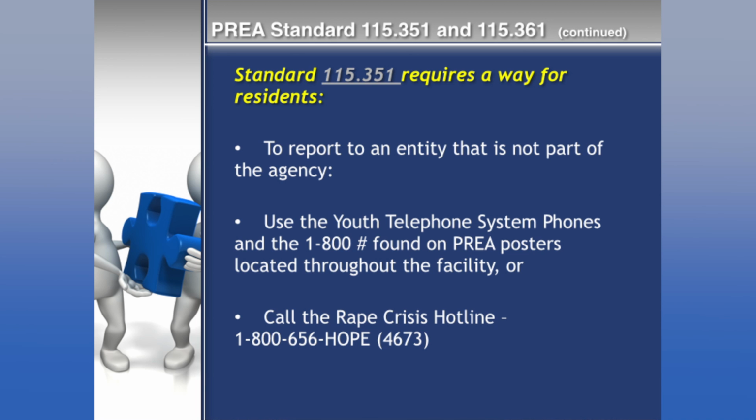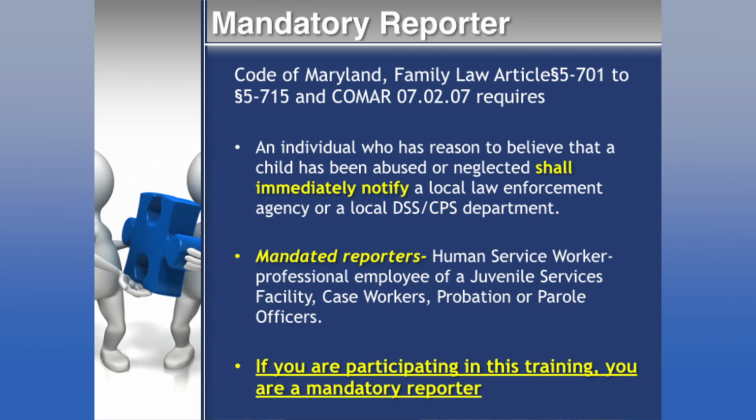According to PREA Standard 115.351, this standard requires our agency to provide residents with a way to report to an entity that is not a part of our agency, to use the youth telephone system phones and the 1-800 number that is found on PREA posters located throughout the entire facilities, and also to have access to call the Rape Crisis Hotline.